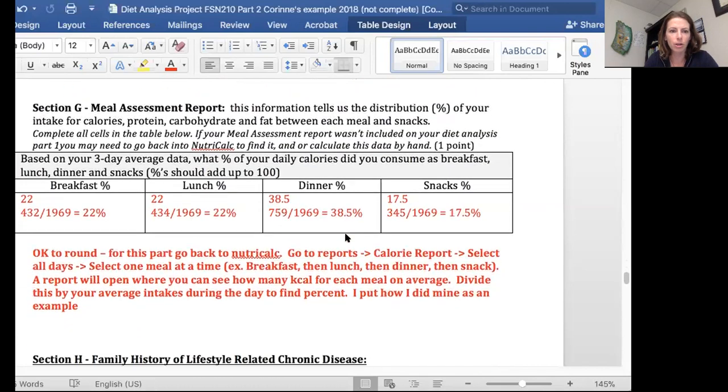The next part is a little bit trickier. It's the meal assessment report. So this is evaluating what percent of your calories came from each meal: breakfast, lunch, dinner, and snack. And you won't necessarily find this information in your reports. Well, you can, but it's a little bit more difficult. So in order to do this, you're actually going to create a small report just for yourself, which will tell you how many calories came from each meal. And then you're going to divide that by how many calories on average you've taken a day. So you can see for breakfast, on average, I had 432 calories. I divided it by my total average per day. For lunch, I had 434 calories, dinner 759, etc.